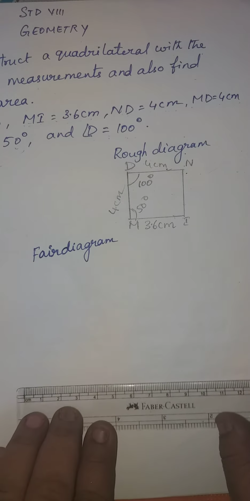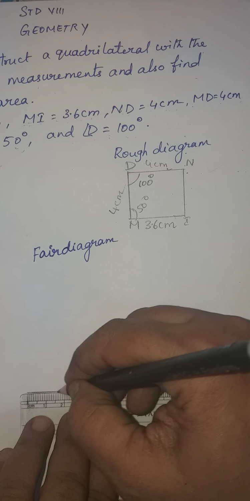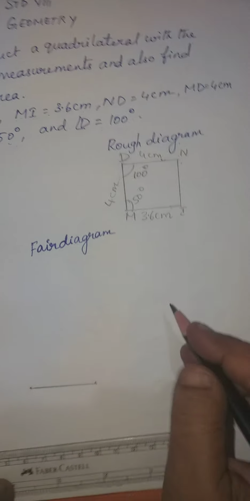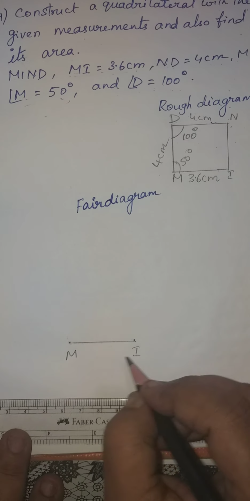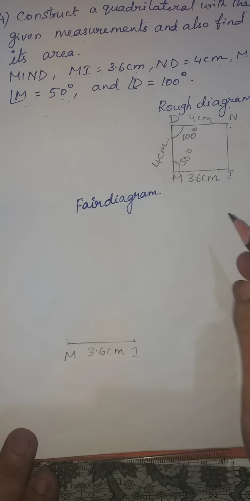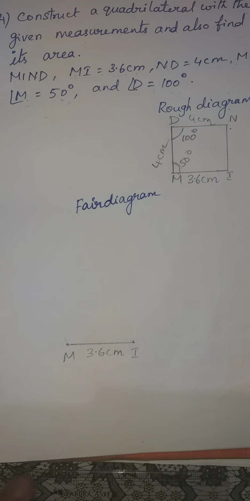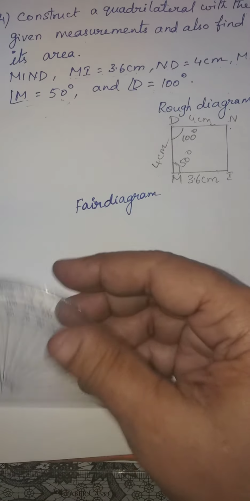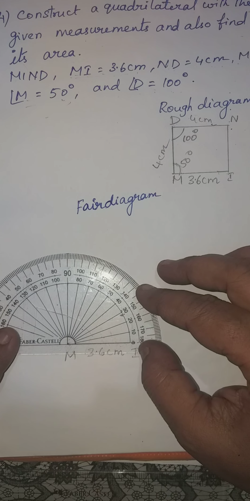First we are going to draw the line segment MI is equal to 3.6 centimeter. Now you can see angle M is given 50 degrees. Now let us draw 50 degrees. Using protractor, we are going to construct angle M is equal to 50 degrees.